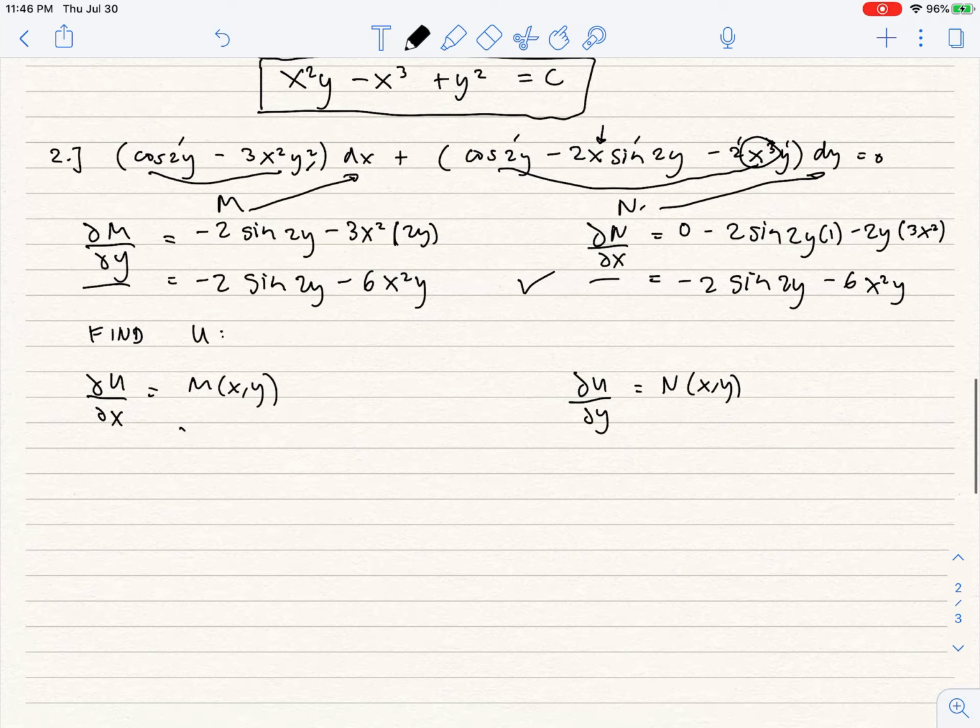So unahan sa nato ni kani. Okay? So m, substitute the value of m. The value of m is cosine 2y minus 3x squared y squared. Then kani ibalin diri sa taas is now cosine of 2y minus 3x squared y squared, then multiplied by dx.